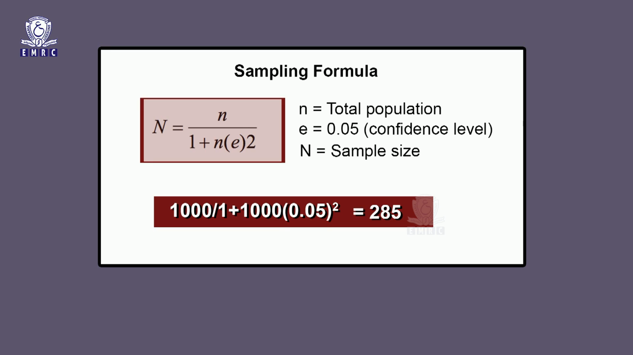For example, the researcher wants to study the perception of students studying sociology at Osmania University on the National Education Policy. Say the number of students enrolled in the sociology program is 1000. By applying the total population in the formula, n by 1 plus n into e square, the sample size comes to 285. Rounding off this figure, we can decide to gather the information from 300 students. We can stratify the students into two groups, male students and female students, and gather the responses from 150 male students and 150 female students.